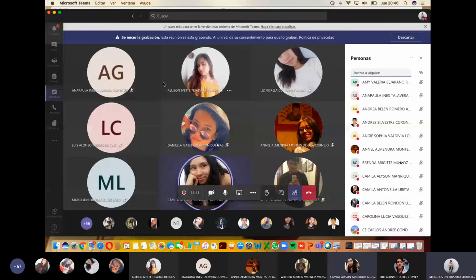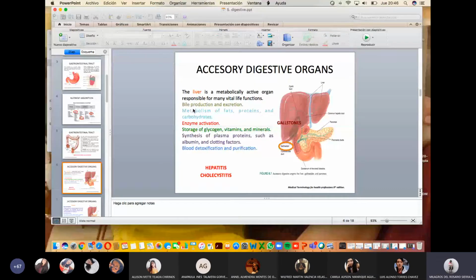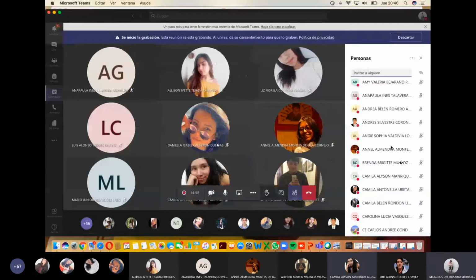Do you know where the bile is stored? Where is the bile stored? Where is the storage of the bile? It's near to the liver. Near to the liver, where? Do you know how it's called, that organ? Does someone want to answer? Dagira?